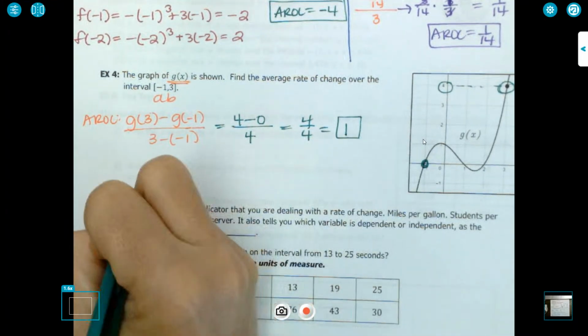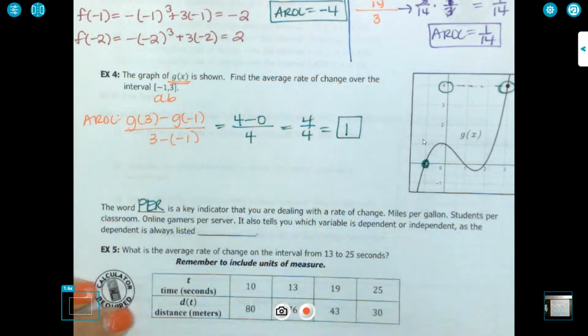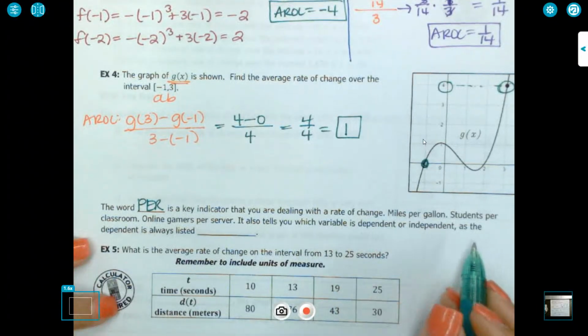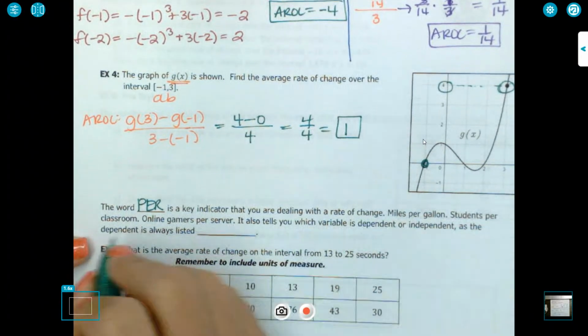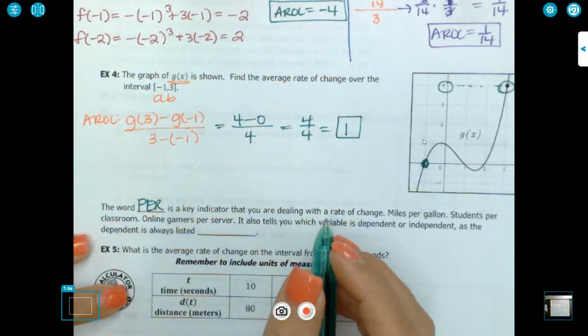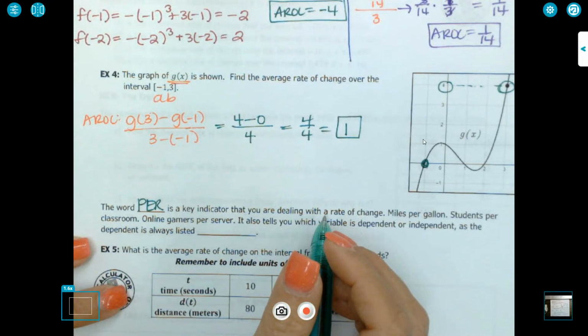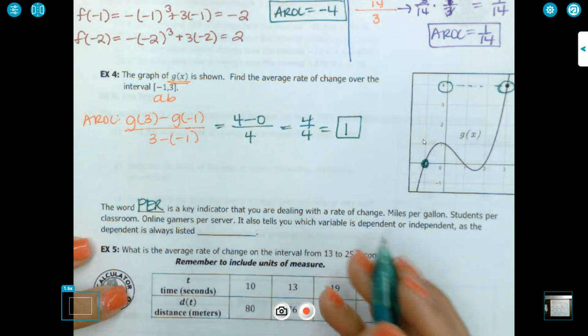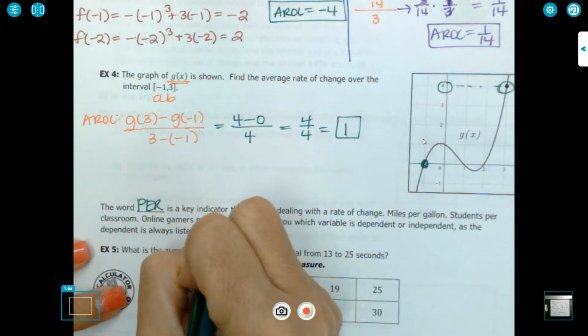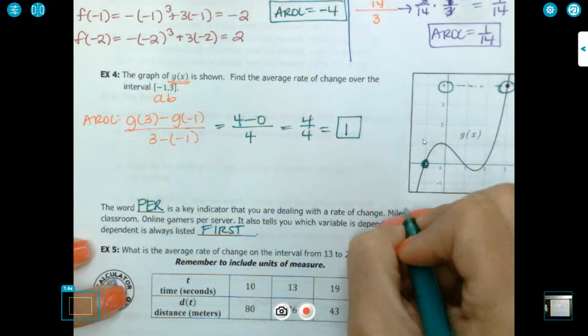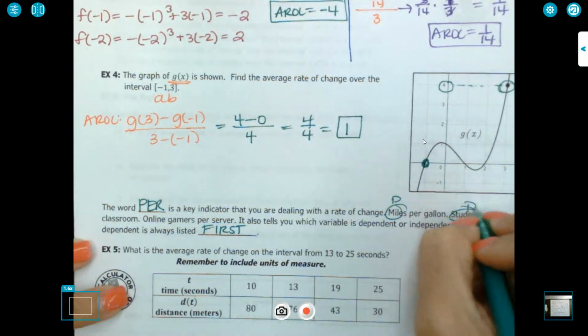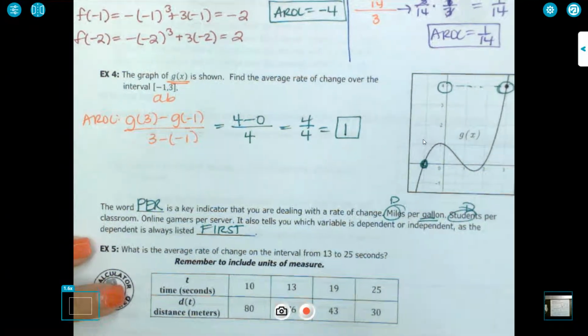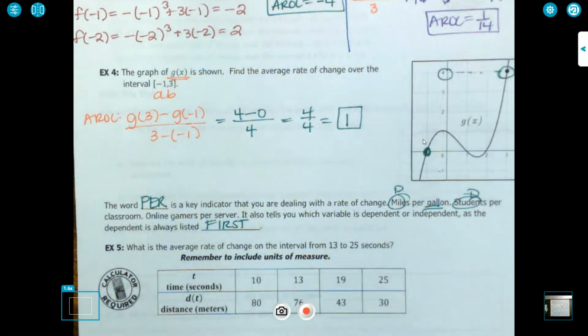All right, down here real quick, the word per is a key indicator that you are dealing with a rate of change. Miles per gallon, students per classroom, online gamers per server. Okay, it also tells you the dependent or independent variable. The dependent variable is always listed first. So miles will be the dependent, students will be the dependent, and then gallon will be the independent. In other words, how many miles you can travel depends on how much gas is in your tank. Okay, that's what that means.